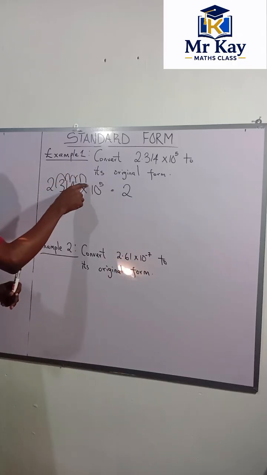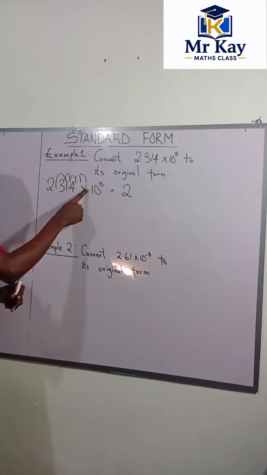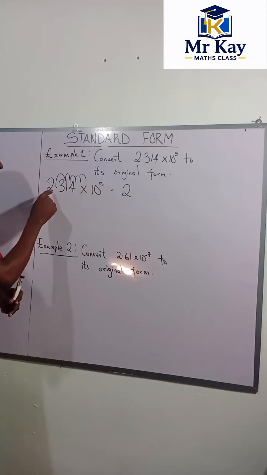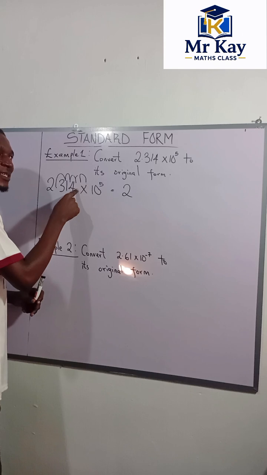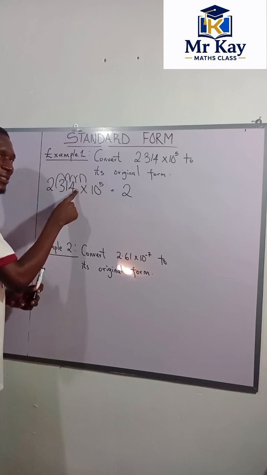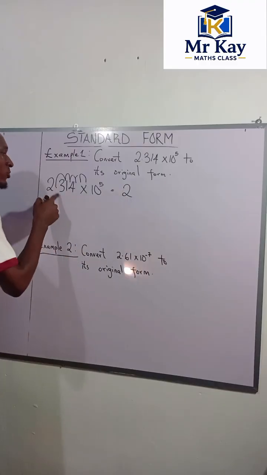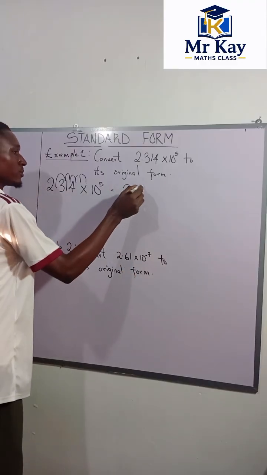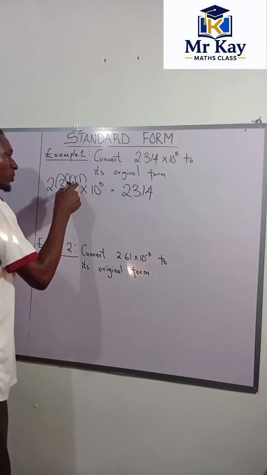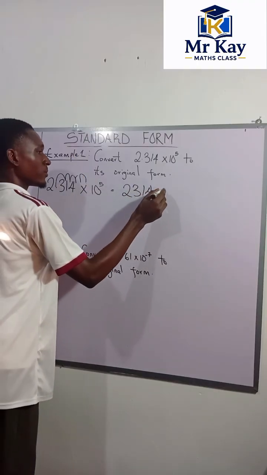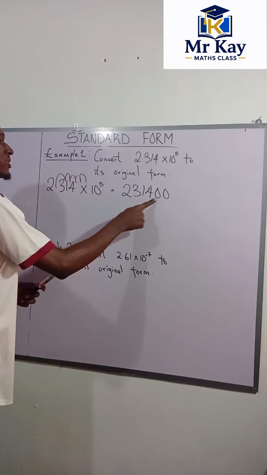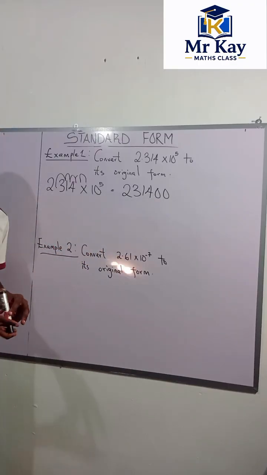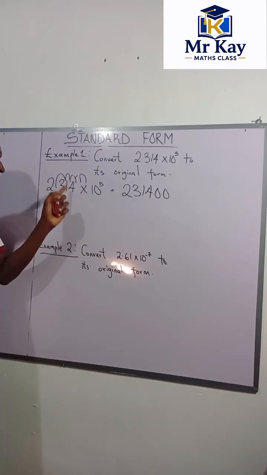So the point is somewhere here. Yes, somewhere here. So we have 2, 3, 1, 4. What is here? Nothing. In mathematics, nothing means 0. Therefore, we have 2, 3, 1, 4, 0, 0. Are you getting it? This is the original number that was converted to this standard form.